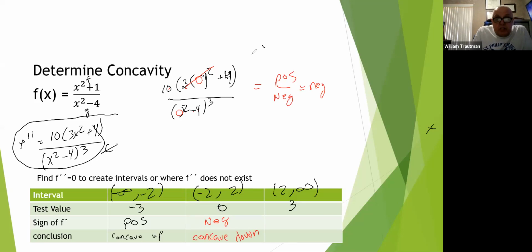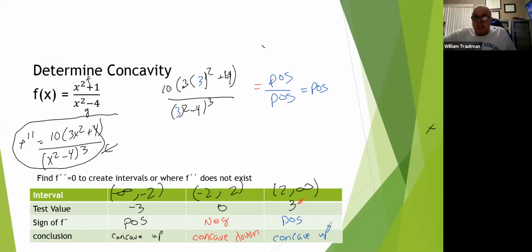And then lastly I'm going to put my last test point, 3, in there. If I put 3 in there, 3 squared is 9, and all the math on top gives me a positive number. All the math on the bottom gives me a positive number. Positive divided by a positive is a positive number. So we're concave up.